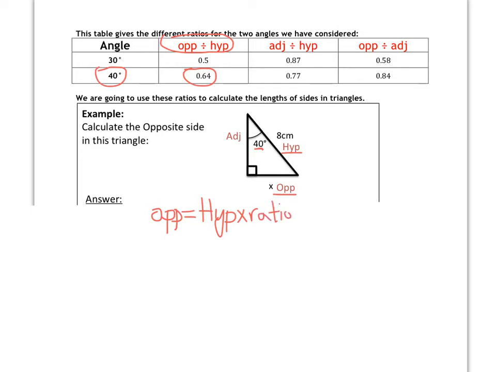Let's sub in our values. So the opposite is x, the hypotenuse is 8, and the ratio is 0.64. Let me put that in my calculator. 8 times 0.64, and we get the distance of 5.12 centimeters.